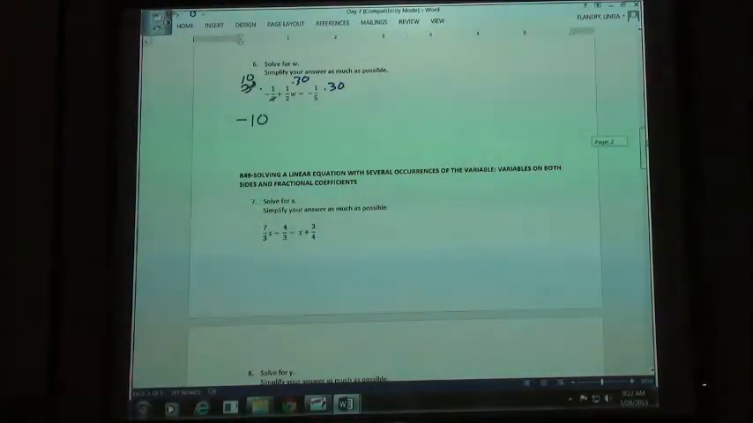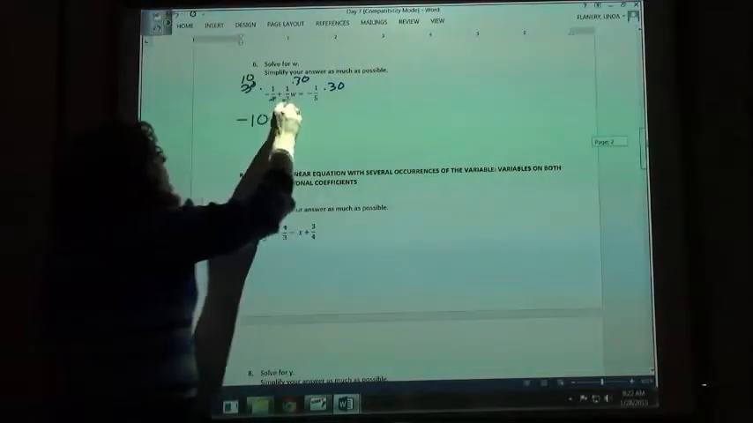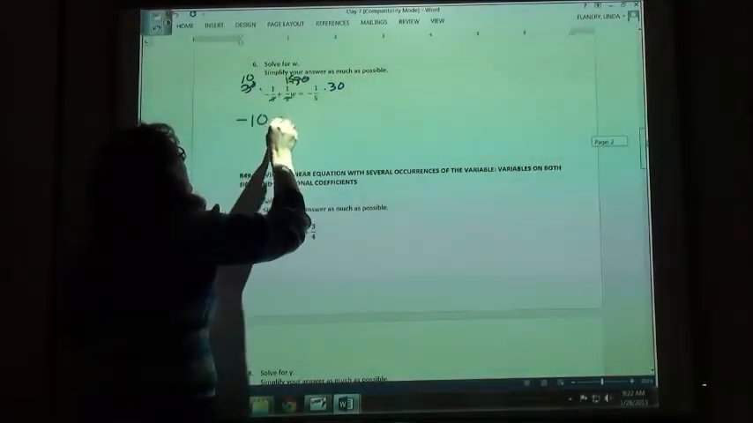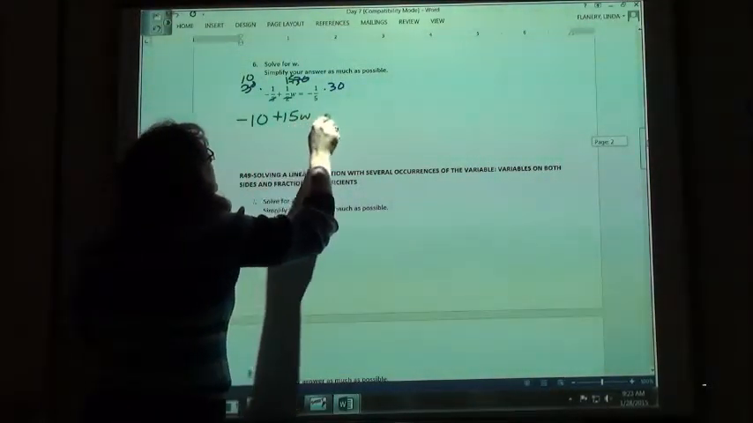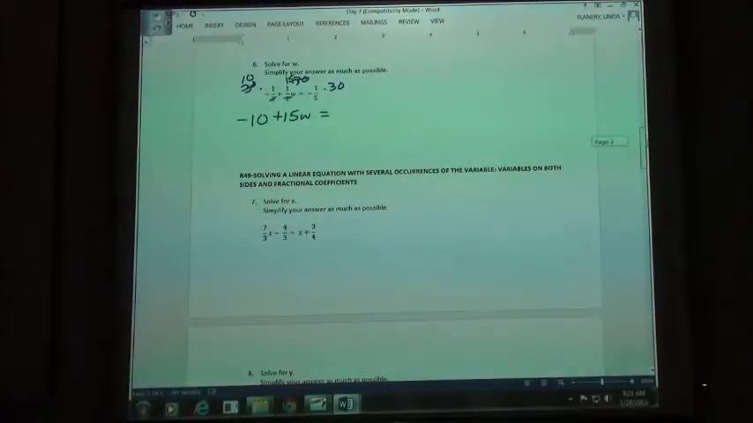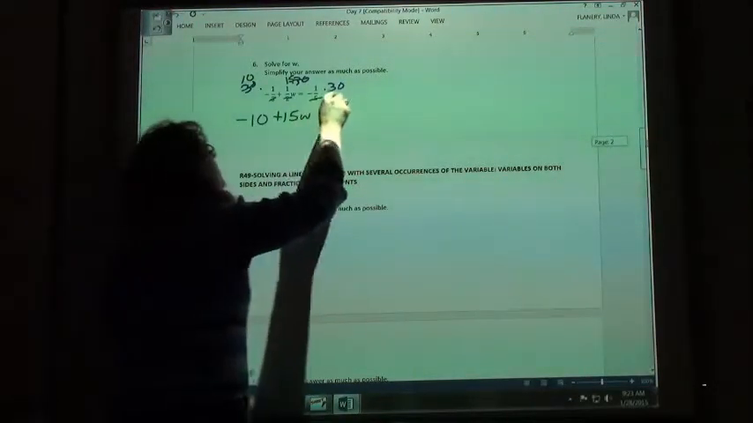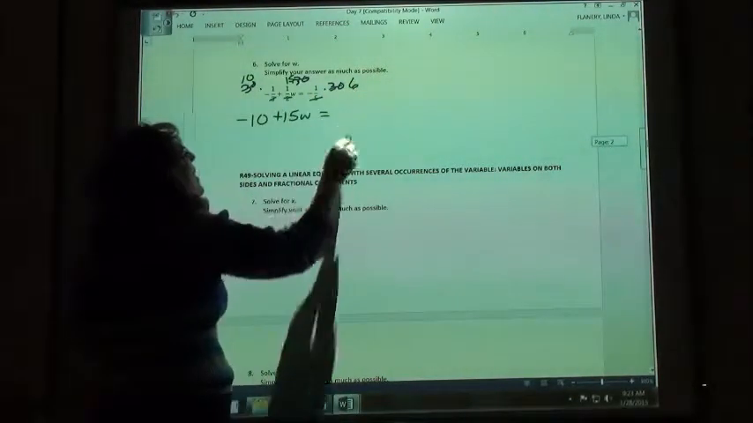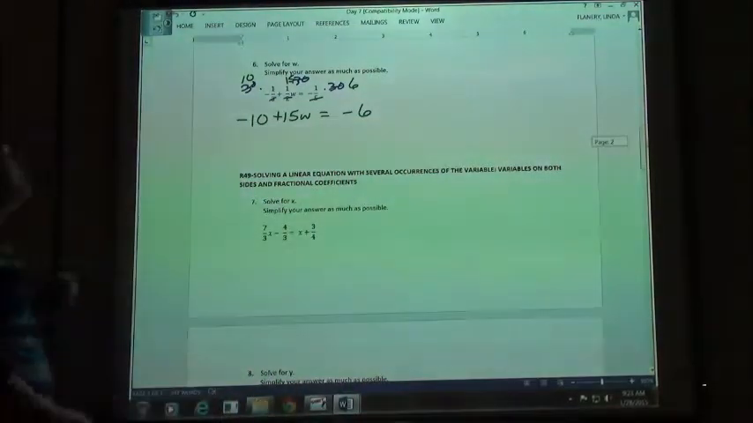Plus 1/2 w times 30 would give you 15w. 2 goes into 30 15 times, and 15 times 1w is positive 15w. And then negative 1/5 of 30, 6. 5 goes into 30 6 times. 6 times my negative 1 means I'm going to have a negative 6 there.